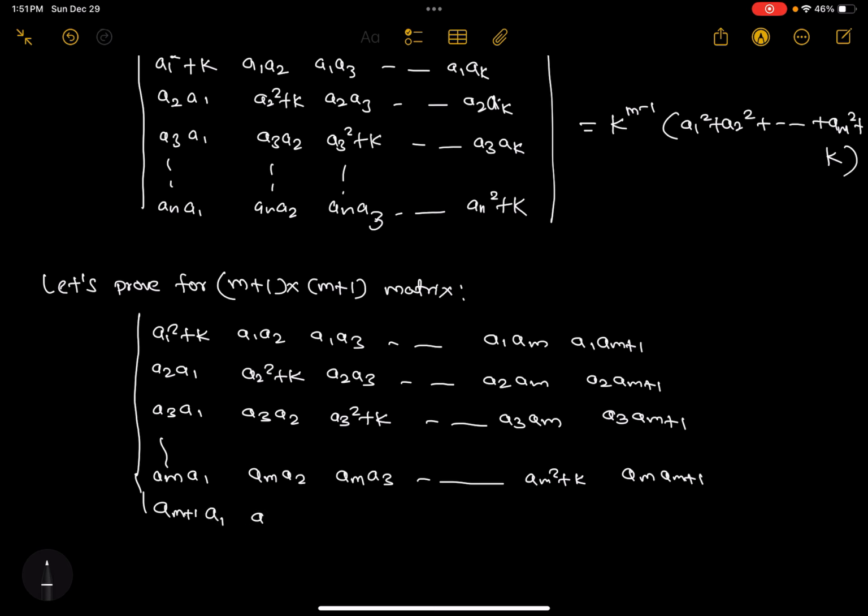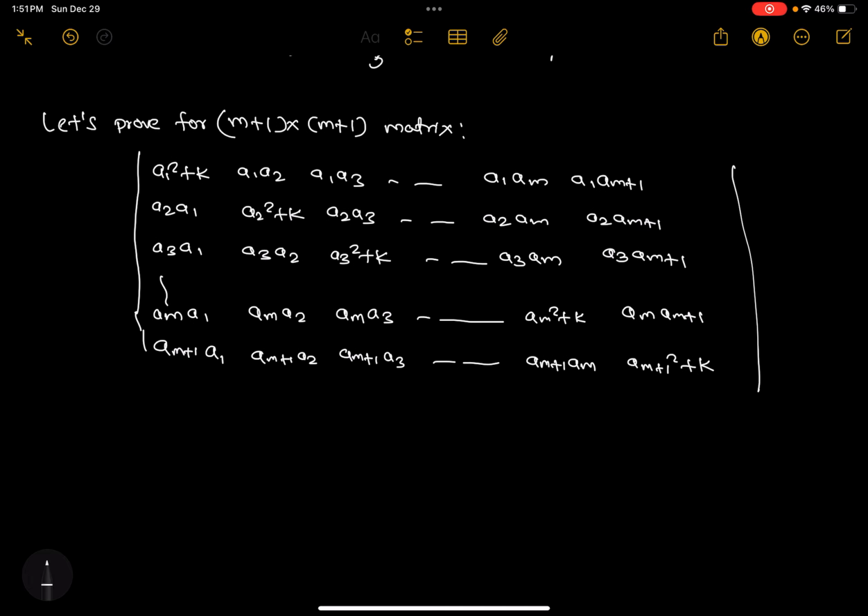A1 AM plus 1, A2 AM plus 1, A3 all the way up to AM plus 1, AM and AM plus 1 square plus k. We want to find the determinant, right? So now we want to use induction.